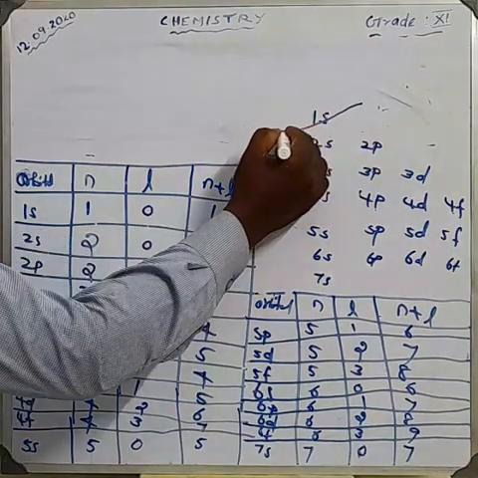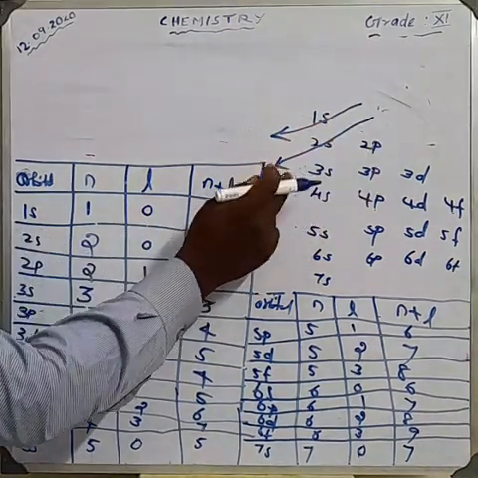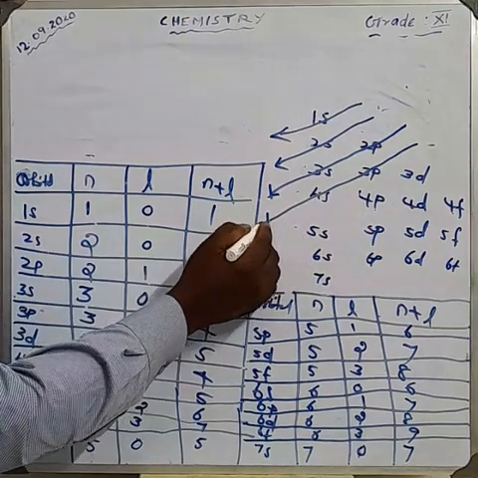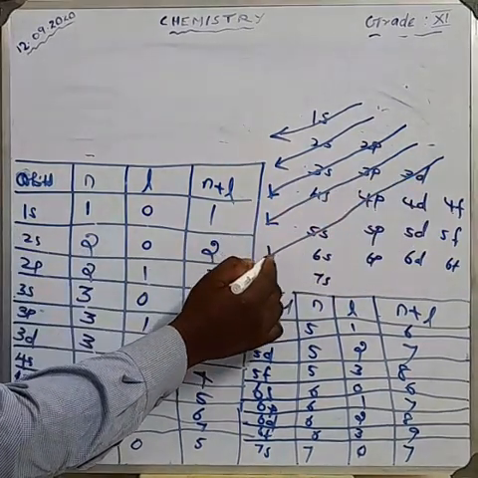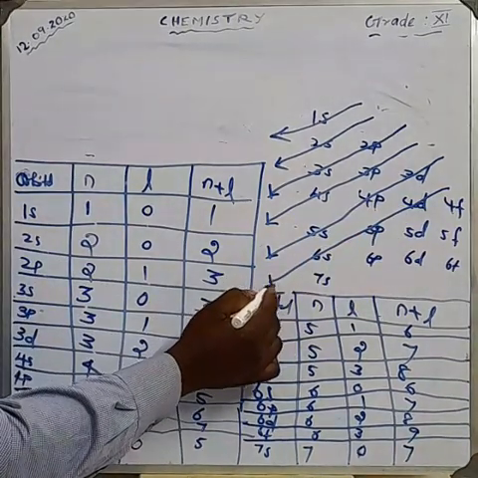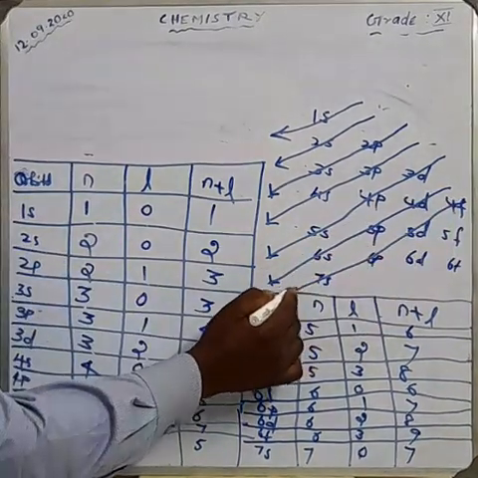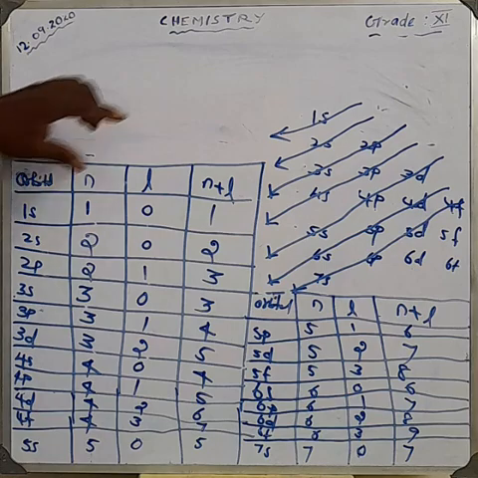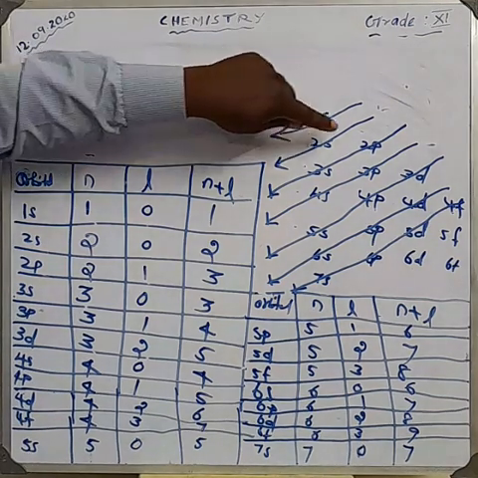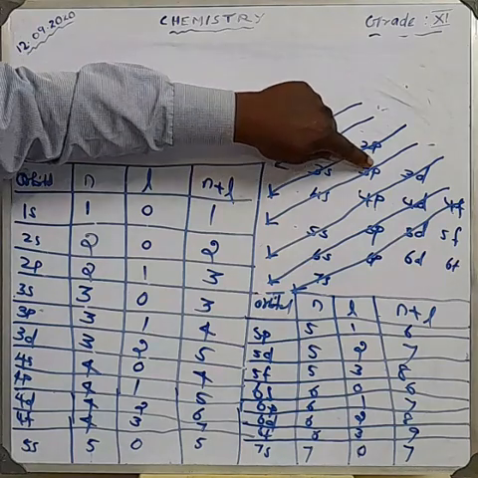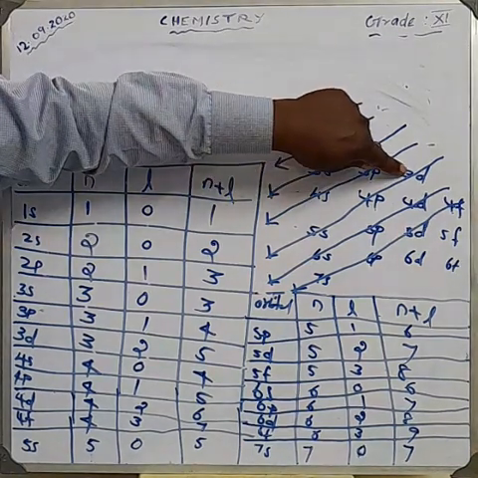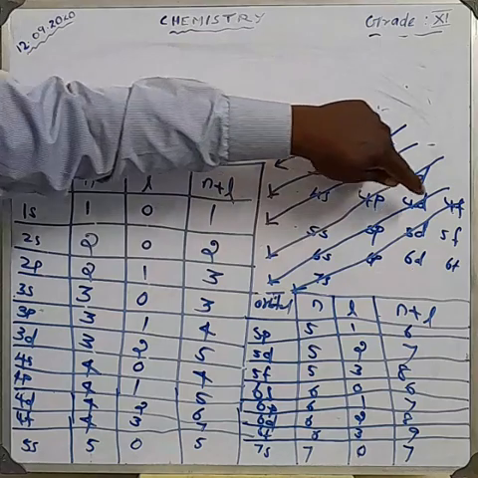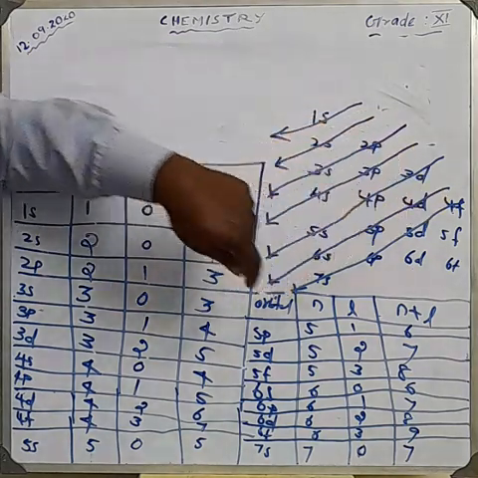First 1s, then 2s, 2p, 3s, 3p, 4s, 3d, 4p, 5s, 4d, 5p, 6s, 4f, 5d, 6p, 7s. This is the order. Clear? Okay, can you write it? First 1s, next 2s, 2p, 3s, 3p, 4s, 3d, 4p, 5s, 4d, 5p, 6s, 4f, 5d, 6p, 7s.